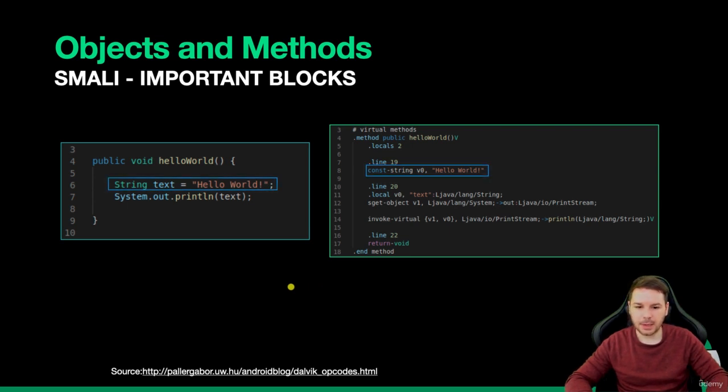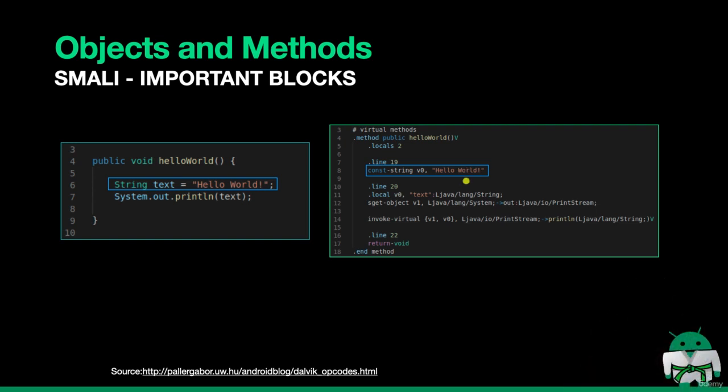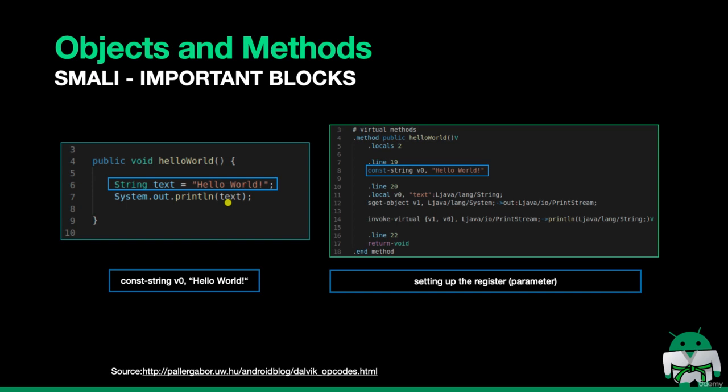Here we can see this is our string that's being initialized. We do this with const-string v0, and then we put the string right after this. We do this because this is a parameter in our function over here, and we have to set it up. So what this line does is it sets up our register, which is being a parameter in our function.